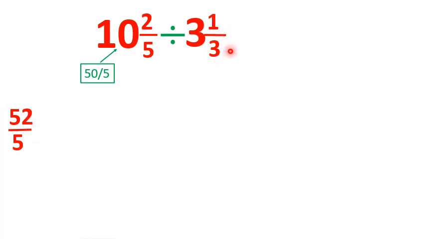Now the 3 1/3 I need to convert into an improper fraction. 3 is equivalent to 9/3. See, I'm giving it a denominator that's the same as the 1/3, so I can put them together. Now 9/3 plus 1/3 is 10/3.